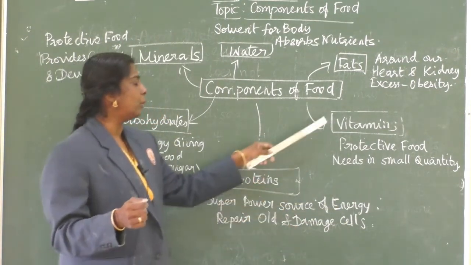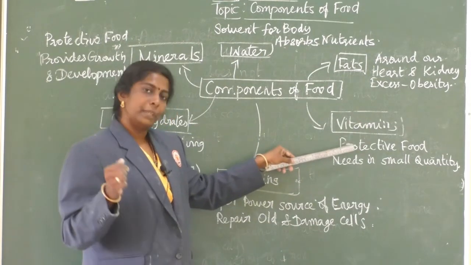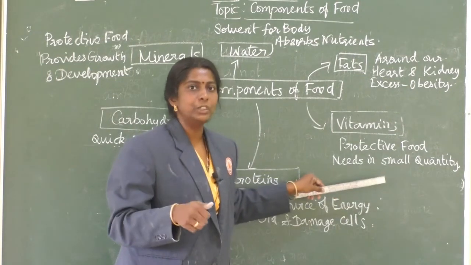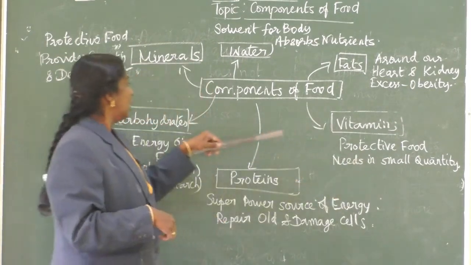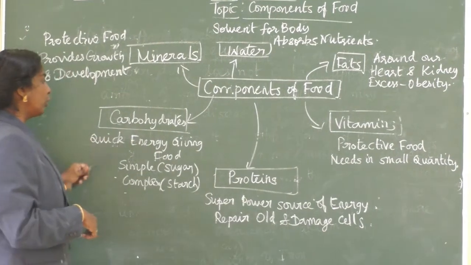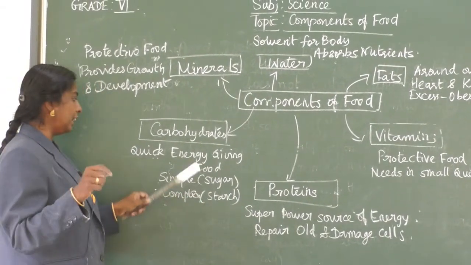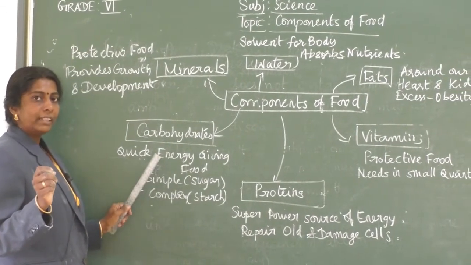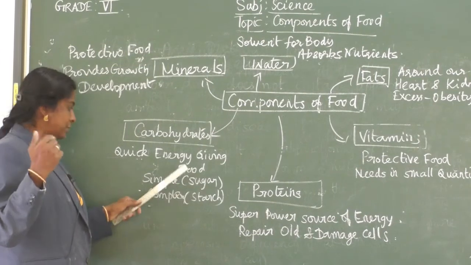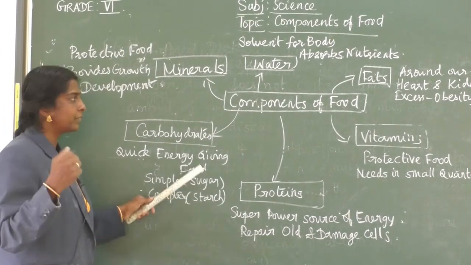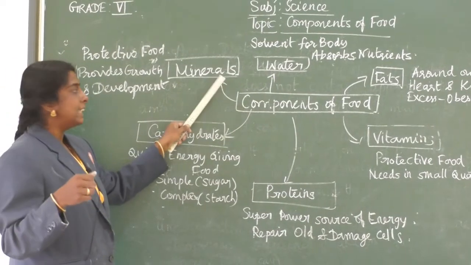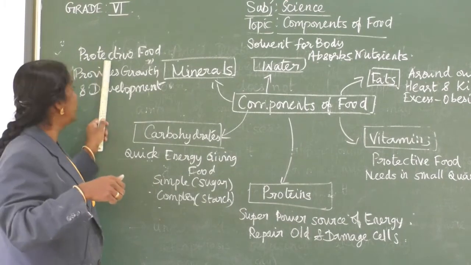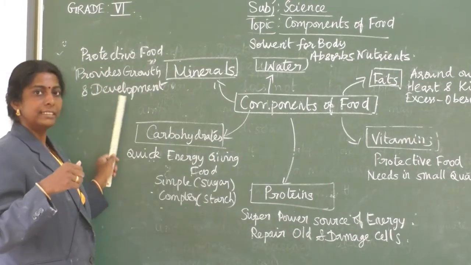Clear? Next thing is about vitamins. Vitamins are protective food and are needed in small quantity, but still it's considered to be very essential food. And then about carbohydrates, they are quick energy giving food and there are two types of carbohydrates, simple and complex. Simple carbohydrates are otherwise called sugars and complex carbohydrates are starch. And then about the next nutrient, minerals. Minerals are considered to be protective food. They provide growth and development.